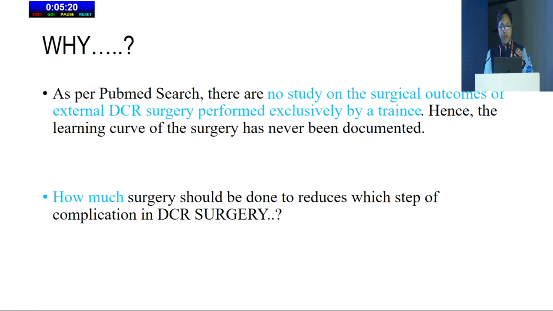But why we planned this study is very important. When we searched PubMed literature and others, there were no big studies, or any studies, that looked at surgical outcomes or complications reported only by the trainee, not by the experts. And second, everywhere, even our teachers can guide: if you do a lot of DCRs, a huge number of surgeries, your results will be better and complications will be less. But what is the number?